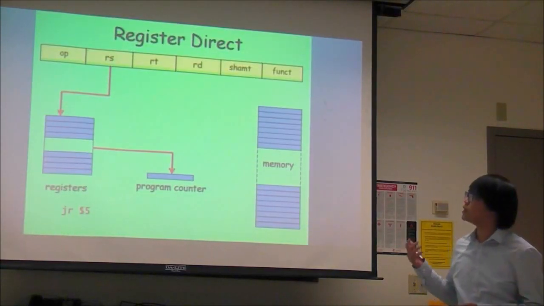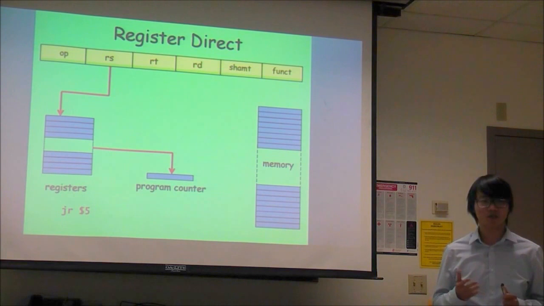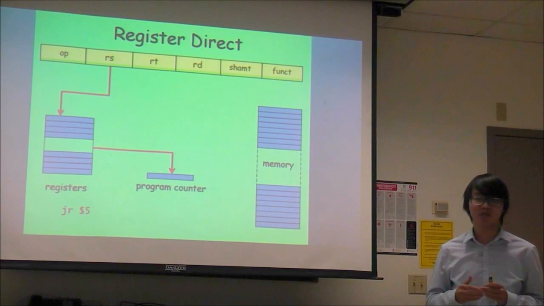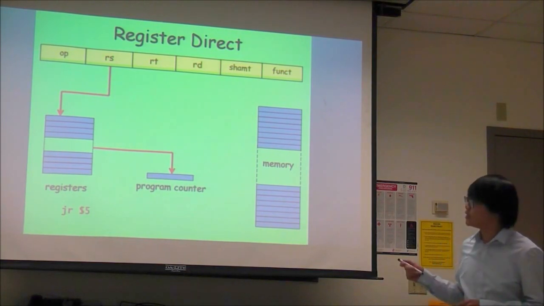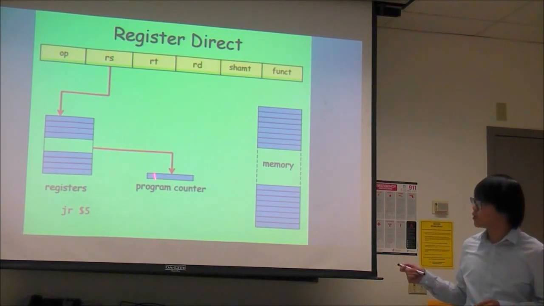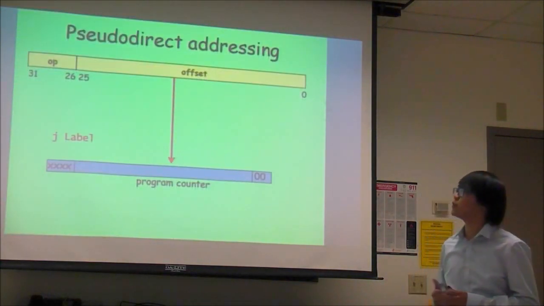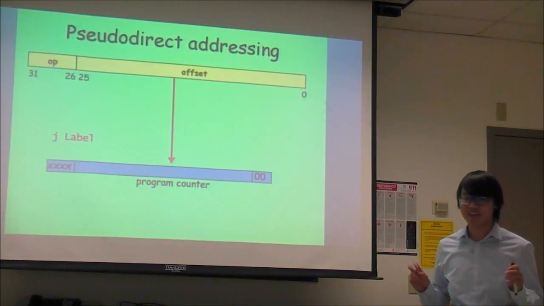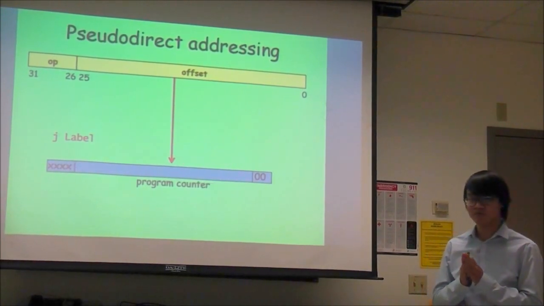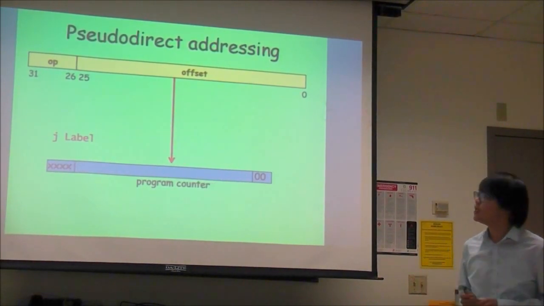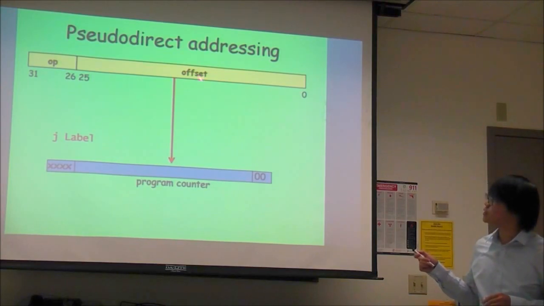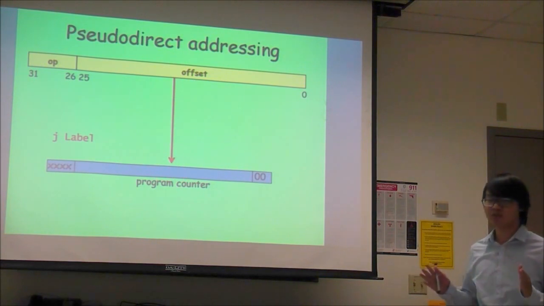Our next one is our register direct, which generally means the effective address is in our CPU registers. So in this case, our program counter is coming from the register, or the CPU register itself. And finally, we have our pseudo direct, which is kind of like a fake direct because it doesn't fill up the entire 32 bits. Here we have an example of the 26-bit offset, which is filling the register partially.